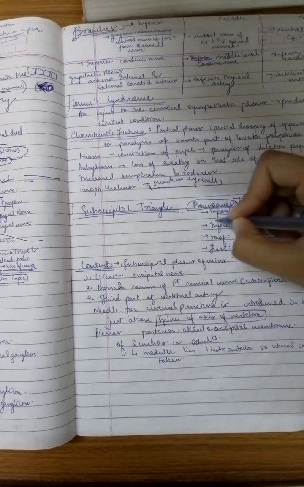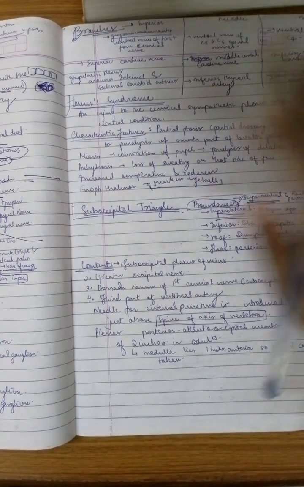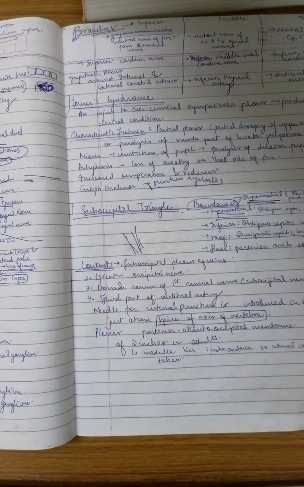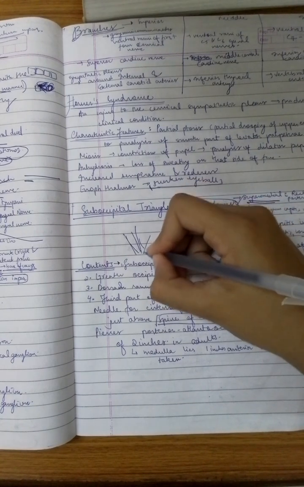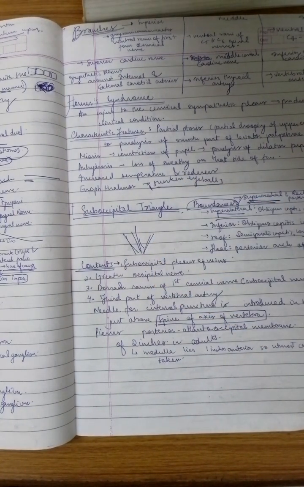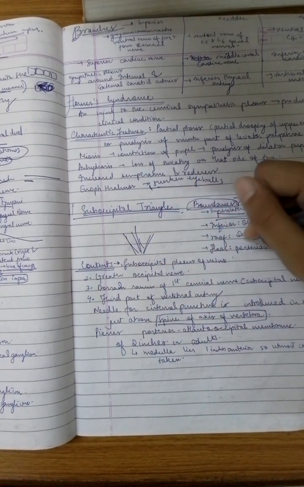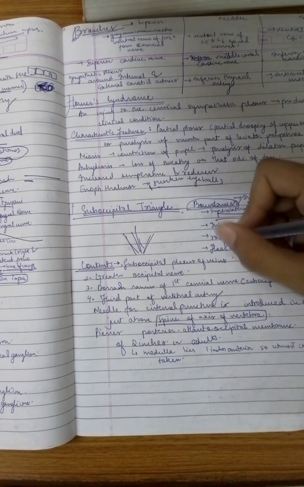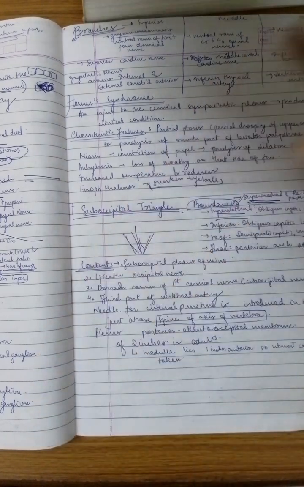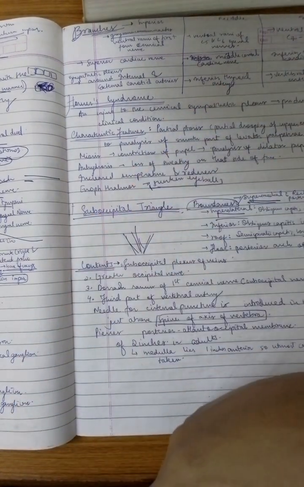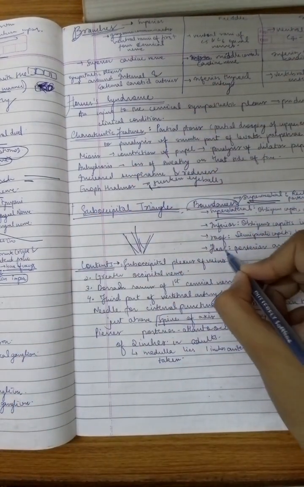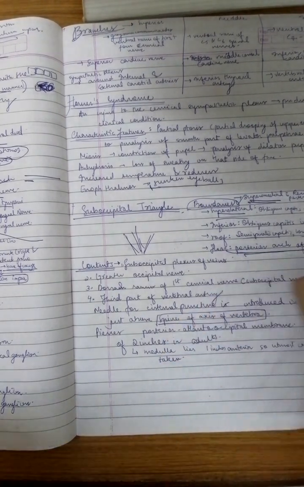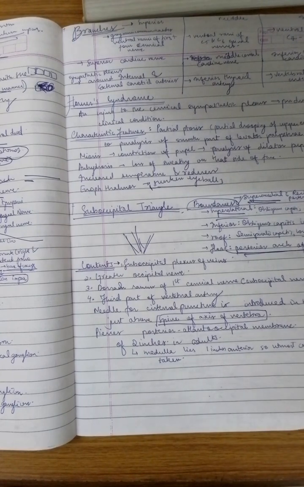So superomedially it is formed by two muscles: rectus capitis posterior major and minor. Superolaterally it is formed by obliquus capitis superior. Inferiorly it is formed by obliquus capitis inferior. Okay, and the roof is formed by semispinalis, splenius capitis, longissimus capitis, and the floor is formed by the posterior arch of the atlas and posterior membrane of atlas.